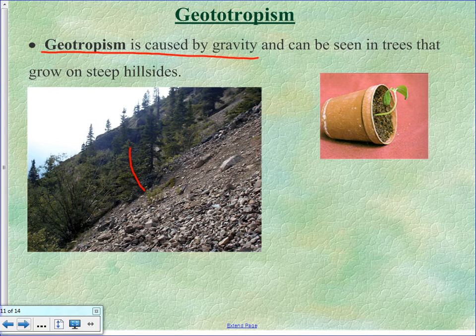The other part of it is balance. All right, if this tree continued to grow out this way, eventually more of its weight would be trying to pull these roots out of the ground, and it would tip over. If it gets more of its weight back over those roots, then it's not going to have so much of a problem. Okay, questions on what geotropism is?